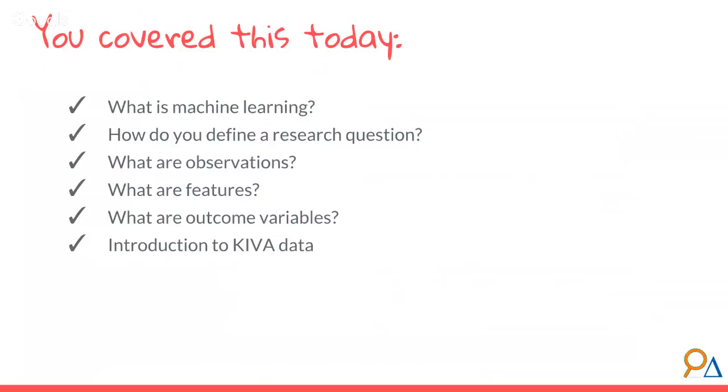So this is the end of our first introduction to data science and machine learning. We've talked about what machine learning in data science is, how we define a research question, what observations are, what features are, what outcome variables are, and an introduction to key data terminology as well.